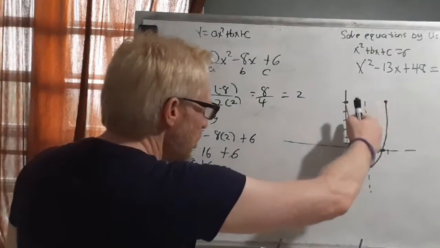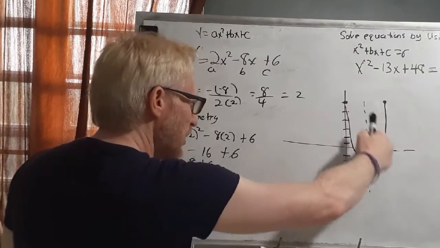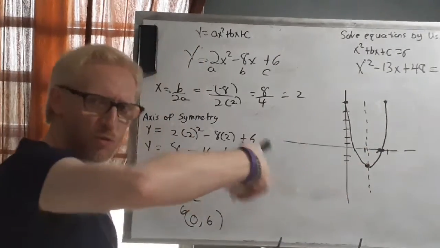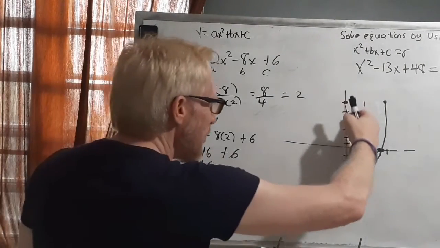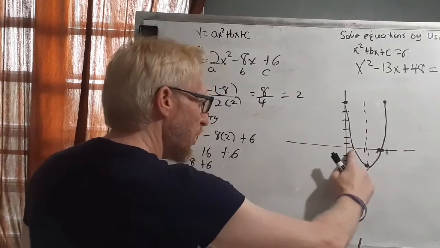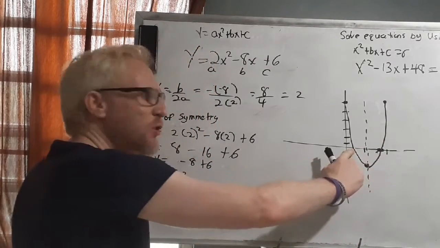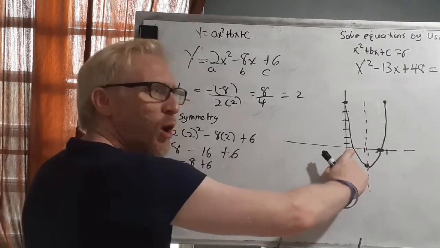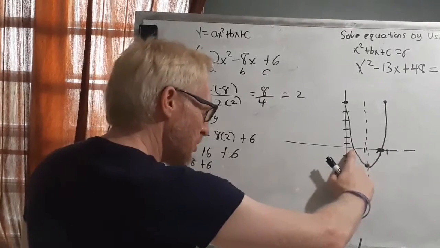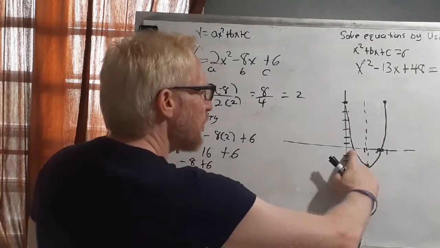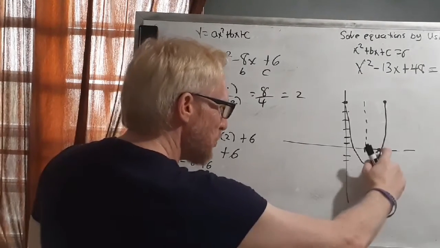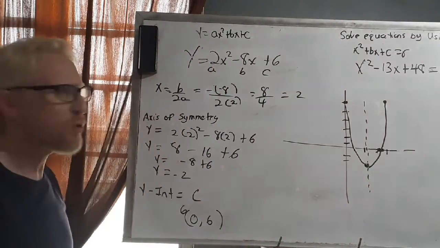When I draw my curve, I realize that when I go from 0, 6 all the way to the axis of symmetry, which is 2 and -2, I actually pass through the point 1, 0. So to make sure that my graph is symmetrical, I reflect 1, 0. So 1, 0 is here, and the reflection would be about 2 more spaces, which is 3, 0. And that's how you draw that, okay?